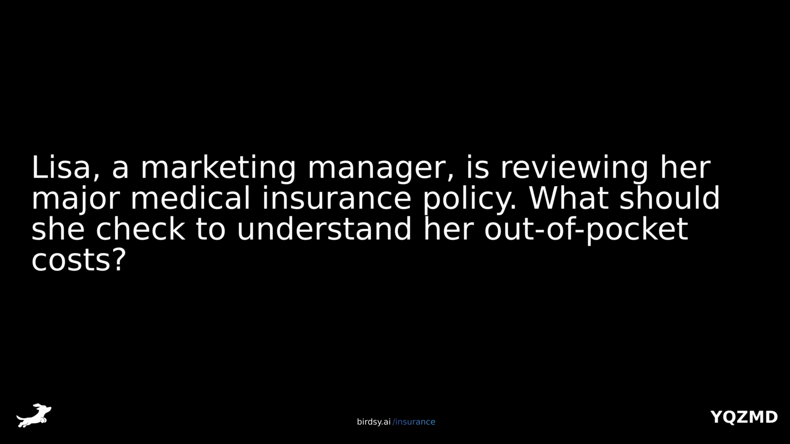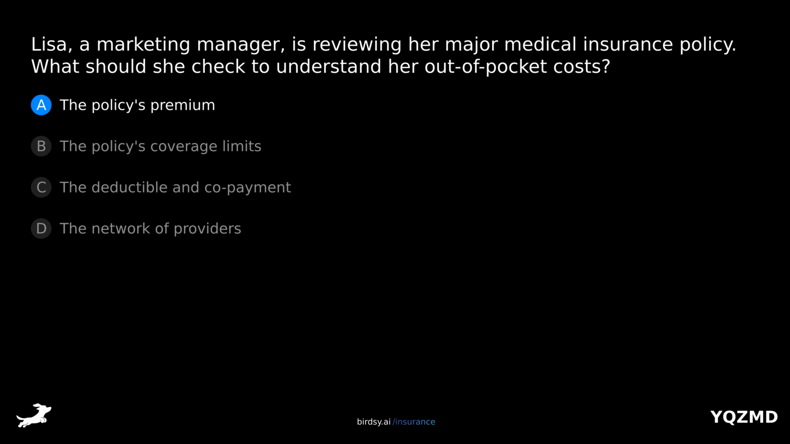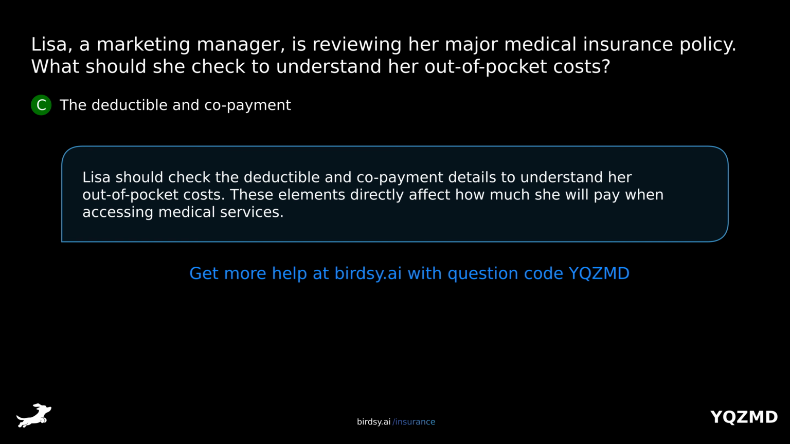Lisa, a marketing manager, is reviewing her major medical insurance policy. What should she check to understand her out-of-pocket costs? Is it A, the policy's premium, B, the policy's coverage limits, C, the deductible and co-payment, or D, the network of providers? The answer is C, the deductible and co-payment. Lisa should check the deductible and co-payment details to understand her out-of-pocket costs. These elements directly affect how much she will pay when accessing medical services.